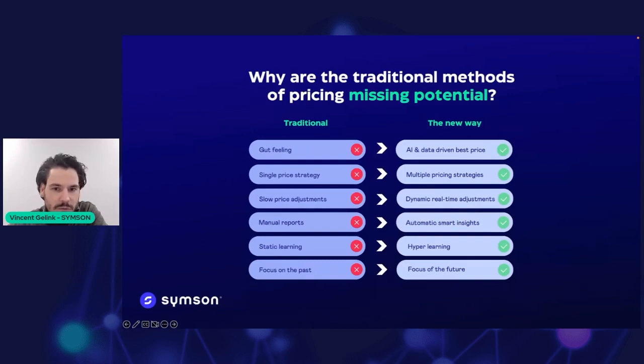Furthermore, we see other different ways in the new pricing, so that you at least can focus on the future, that you have a more hyper-learning approach, but also that you can iterate on smart learnings that you get out of the sales data that you collect out of the market.